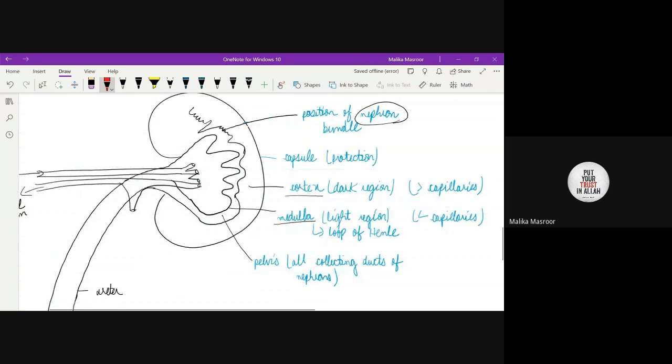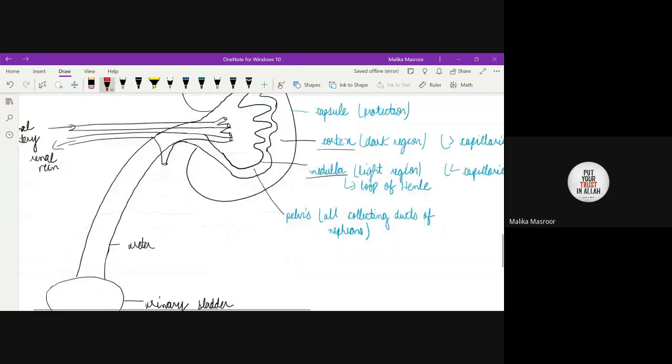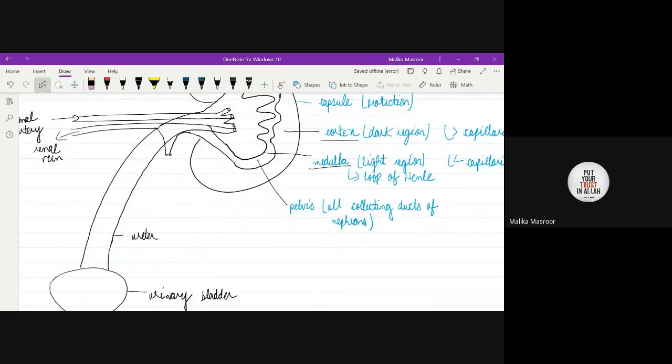Pelvis, this is the point where all of your collecting ducts, again a part of your nephron, all of them are here. Collecting duct is a place where final filtration is done, and then it comes out, and then it goes through your ureter and then into the urinary bladder. All right, so this is a typical structure of your kidney.